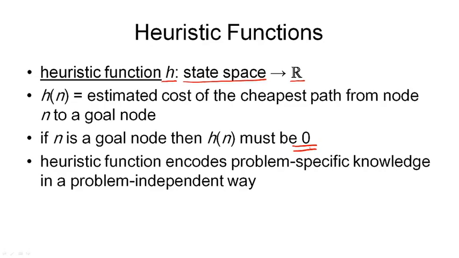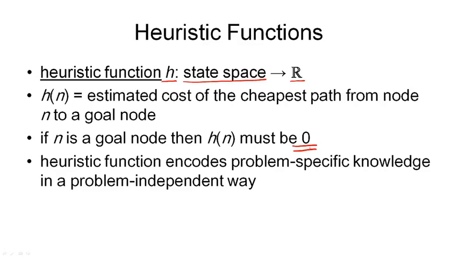As you can see, a heuristic function encodes problem-specific knowledge in a problem-independent way. For each problem we are looking at, we can define a different heuristic function, which is why the heuristic function is problem-specific. But whatever search space we're looking at, whatever problem we're looking at, the heuristic function will always give us a numeric value for each state. And the fact that it is a number is problem independent.